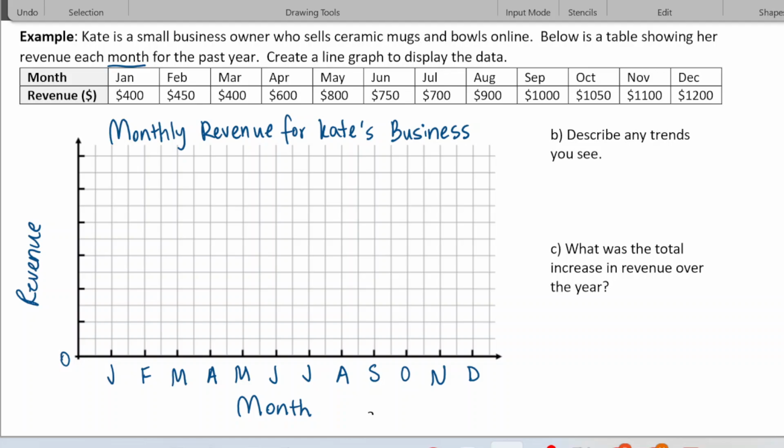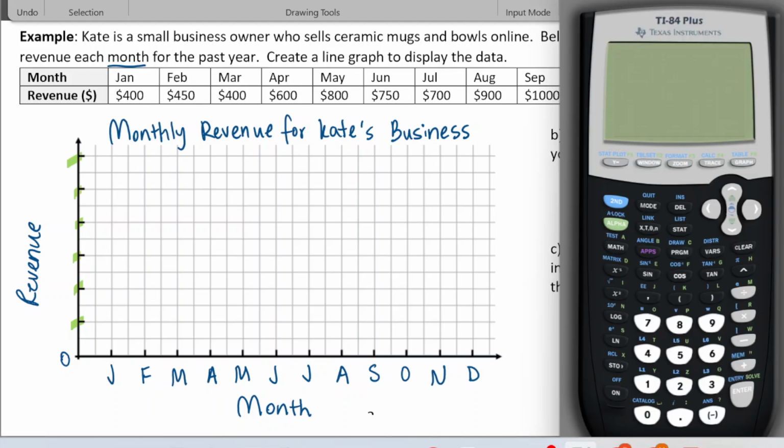Now, what I like to tell students is labeling every second grid line, especially if there's a lot of grid lines, is kind of nice because otherwise it looks really cluttered with the labels. So let's see what I need to get up to. My highest data point here is $1,200. That's the most. And I have 1, 2, 3, 4, 5, 6 total grid lines here. And you want to pick something to go up by that's kind of a nice number.